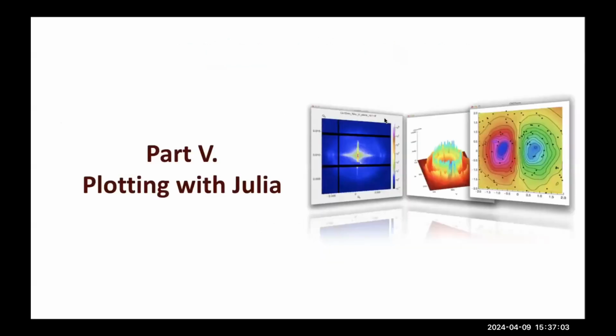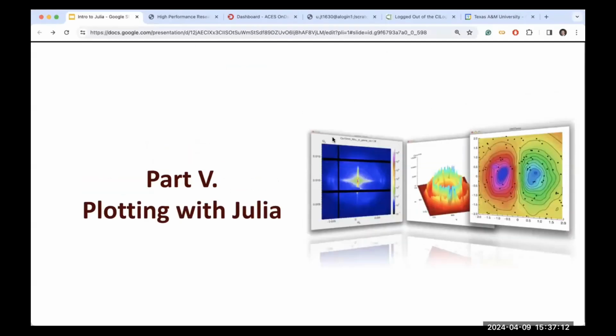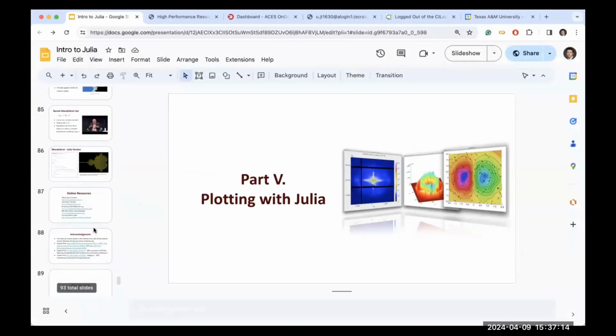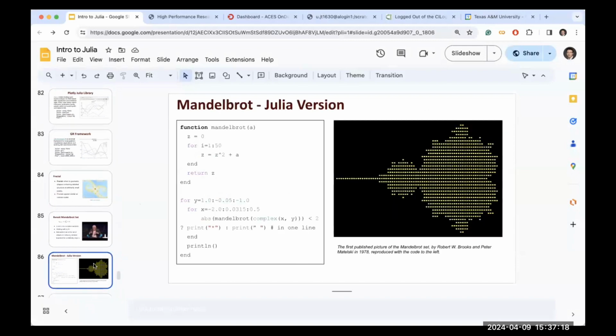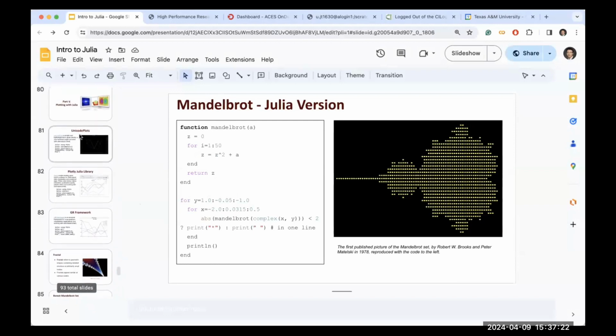Okay, so before we get into the last section of this one, oh, actually, this is not the last. We have one more. So plotting with Julia, probably this is the last part, I believe, part 5. Okay, so I have the Mandelbrot plotting, this plotting section. So we have this last part here.